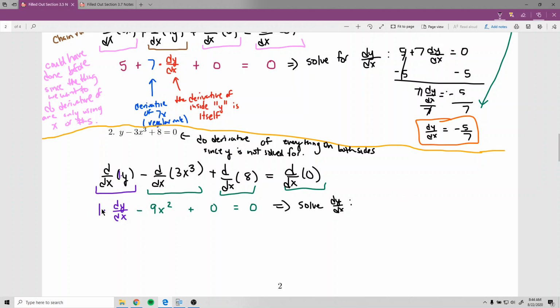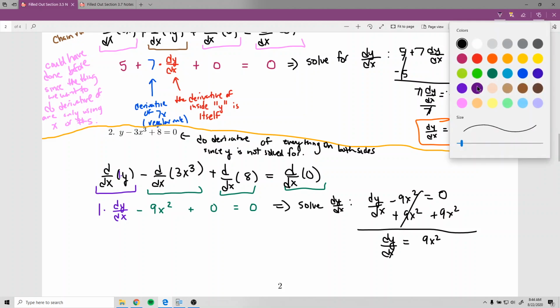Right, I don't need the 1 here. Multiplying by 1 doesn't do anything, so we've got dy over dx minus 9x squared equals 0. All the rest are 0. And all we have to do is add the 9x squared to each side. And that works out pretty easily for us. dy over dx, or y prime, whichever one it wants, they mean the same thing, equals 9x squared.